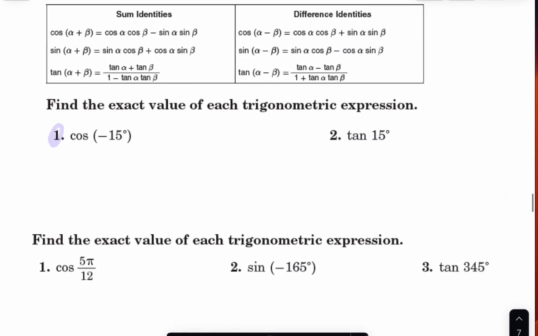Now we're jumping to the sum and difference identities. We're only doing the ones that are nice, like problem number 1, but you can look at any of those. Let's look at problem number 1, the cosine of negative 15. You're going to find anything on the unit circle where, if you do the math, you get negative 15. So I'm going to do 45 minus 60. 45 minus 60 is negative 15.